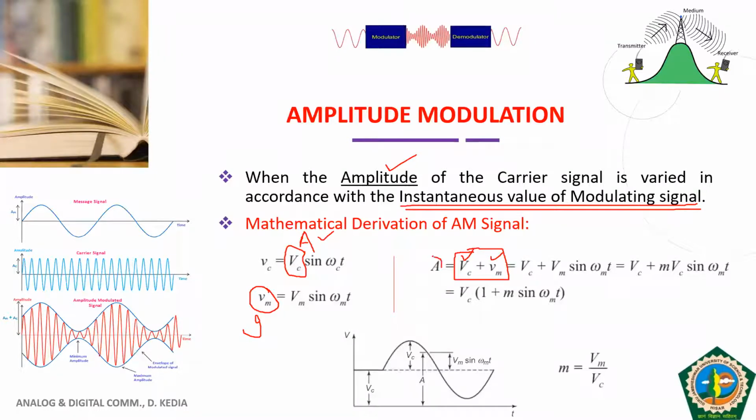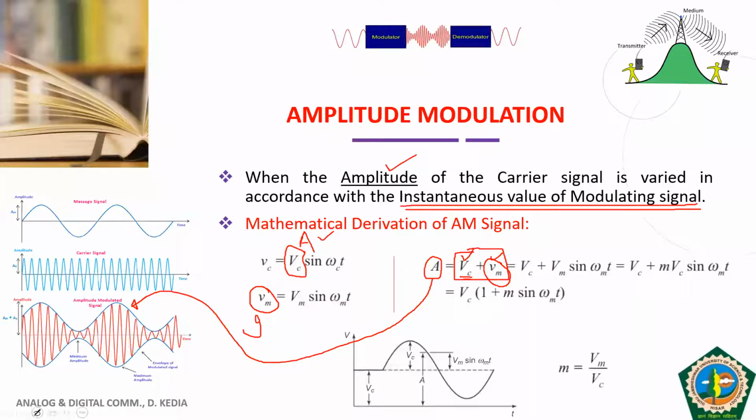And what is A? If you are varying the amplitude of the carrier in accordance with the instantaneous value of the modulating signal, you get A. And what is A? A is the amplitude of the modulated signal. A is this one, the peak value of the AM signal, the peak value of its top. Okay, this blue line.